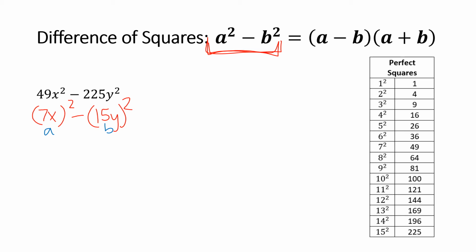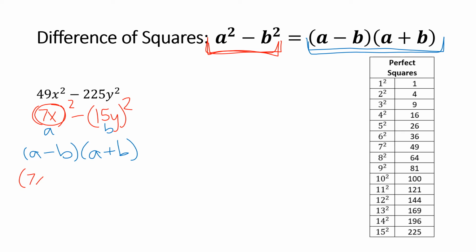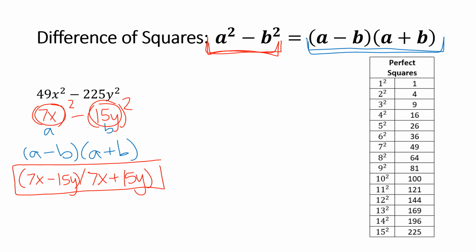So if I write the formula, a minus b times a plus b, all we're going to do is go through and plug in the appropriate numbers. So I'm going to plug in the 7x for a, so this is going to be 7x minus, I'm going to plug in the 15y for b, so minus 15y. And then the same thing here, I'm going to plug in 7x plus 15y. That's how you factor the difference of squares.